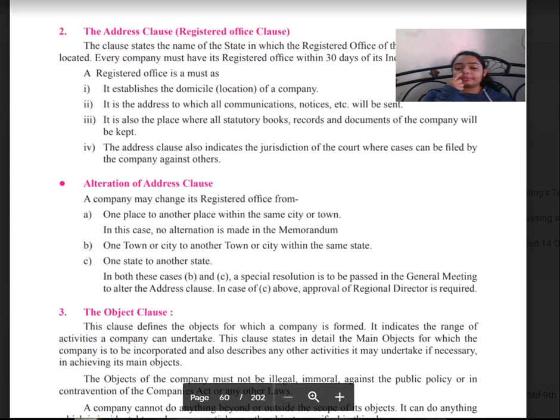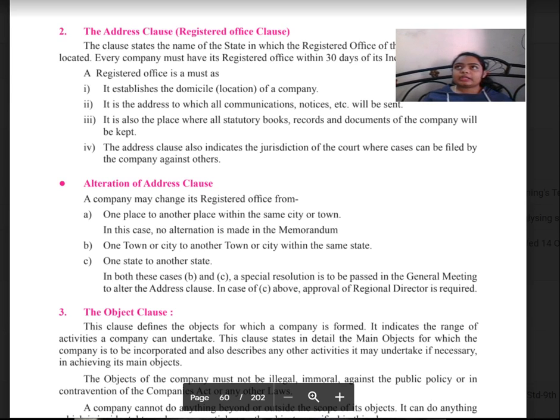Then, in case you want to alter the address clause, a company may change its registered office from one place to another within the same city or town. In this case, no alteration is made in the memorandum. Then, from one town or city to another town or city within the same state, and from one state to another state. In both the cases, B and C, a special resolution is passed in the general meeting to alter the address clause. In case of C, the approval of the regional director is also required.